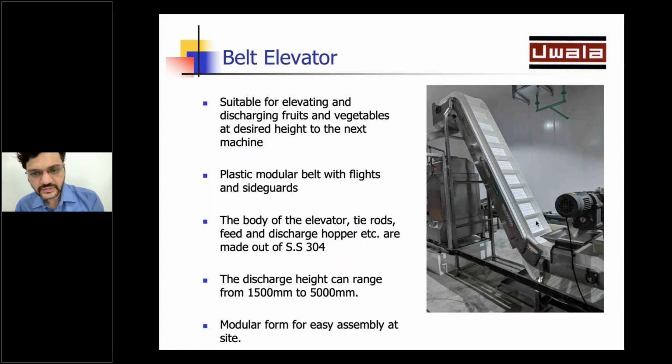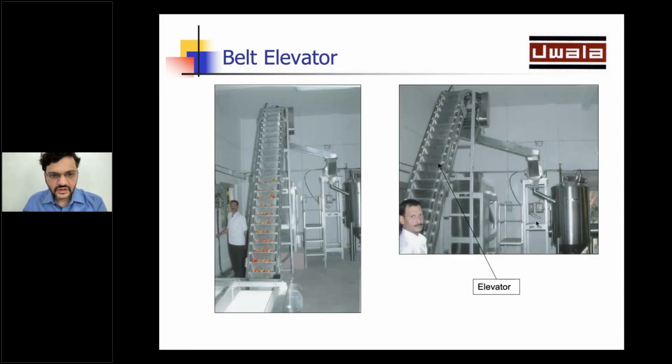It's a belt elevator. The elevator takes the product up to the pulping machine, where the pulping of the fruit would happen. This is just a belt conveyor which will take the product up to whatever height is desirable, whatever is the height of the pulper. In this picture, you would see the belt elevator, or the bucket elevator, installed in the line.